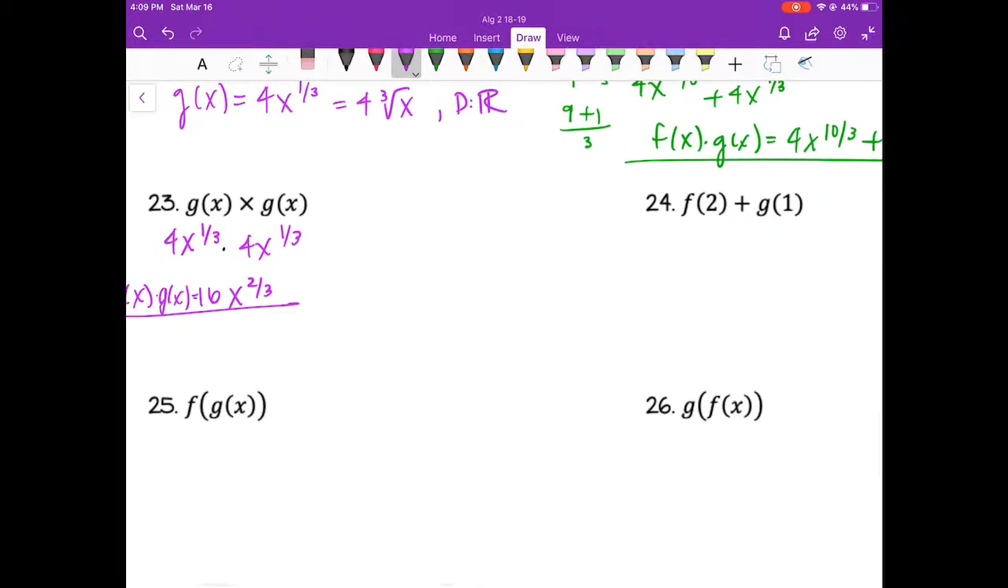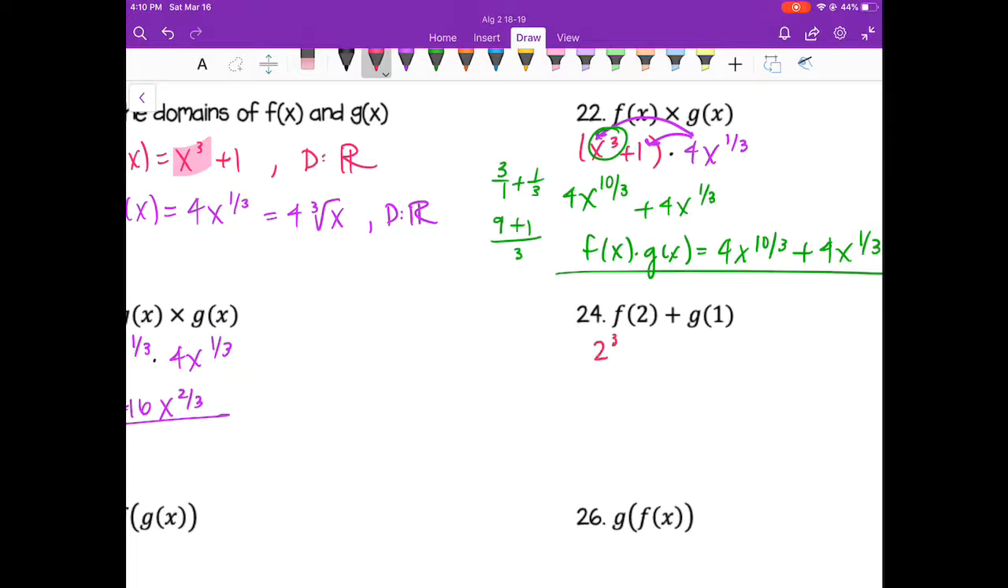For number 24, I am asked to evaluate our f function at x equals 2 and our g function at x equals 1, and then I'll just add up my results. So f of 2, well, I'm taking 2, cubing it, and then adding 1. 2 cubed is 8, 8 plus 1 is 9. I'm going to add that to g of 1. Well, g of x is telling me to take 4 times 1 to the 1/3. Remember fractional exponent? That's really saying, oh, the cubed root of 1. Well, the cubed root of 1 is 1. So 4 times 1 is just 4. 9 plus 4, we get 13.